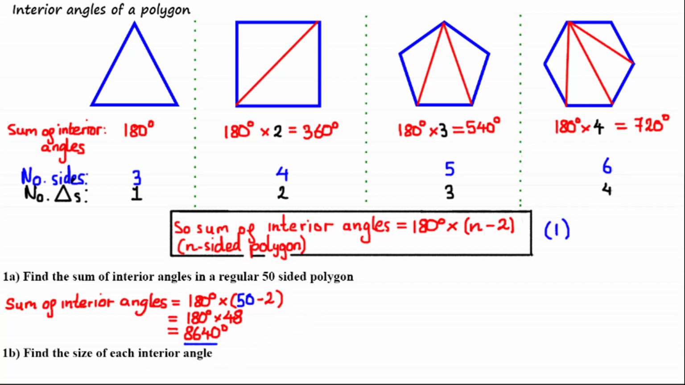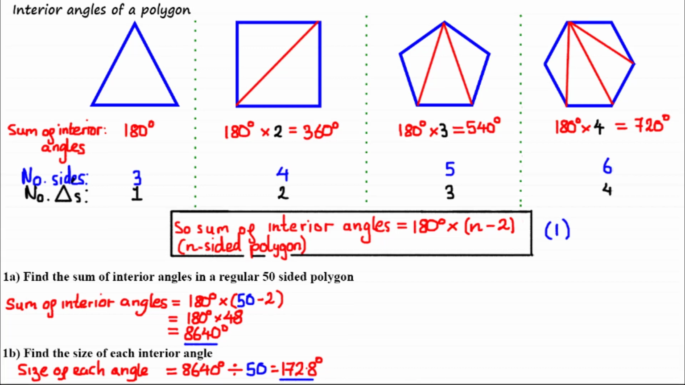So using this fact, it follows that the size of each interior angle is equal to 8,640 degrees, which is the total sum of interior angles, divided by 50, which is the number of interior angles, which is equal to 172.8 degrees. Okay, so let's have a look at the last question.